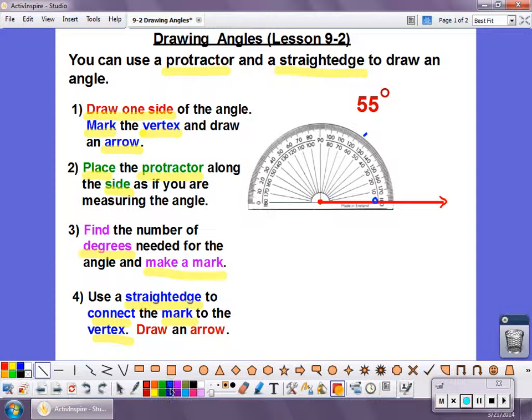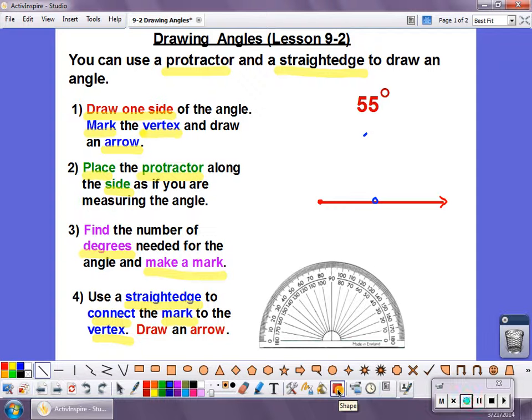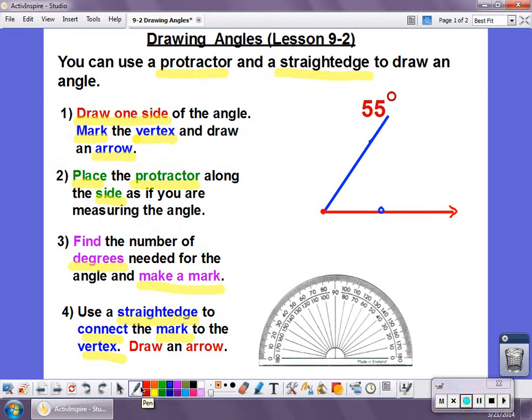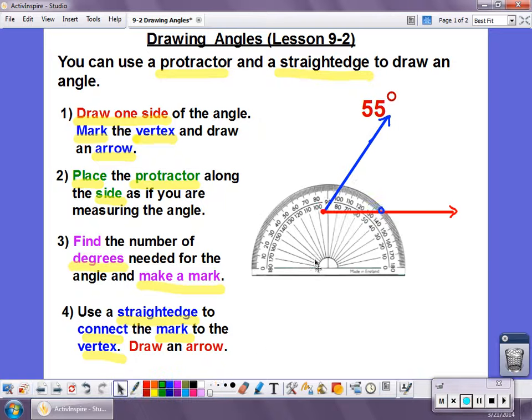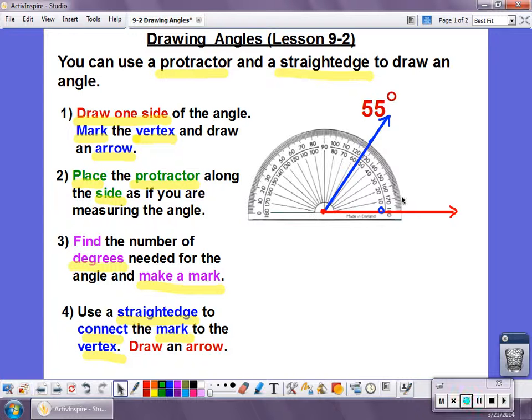So I'm going to take my straight edge. I've got to get my protractor out of the way here first. I'm going to take my straight edge and I'm going to connect my vertex to this mark that I made. And then I'm going to finish it off by putting an arrow on the top of it and making it a ray. And now if I go back and double check, if I were to measure this angle and line everything up, I can see that this angle is indeed 55 degrees.